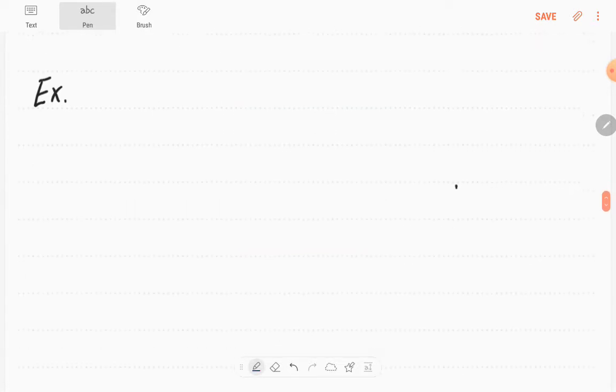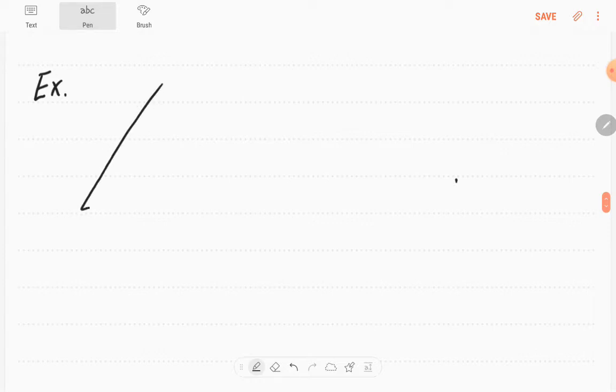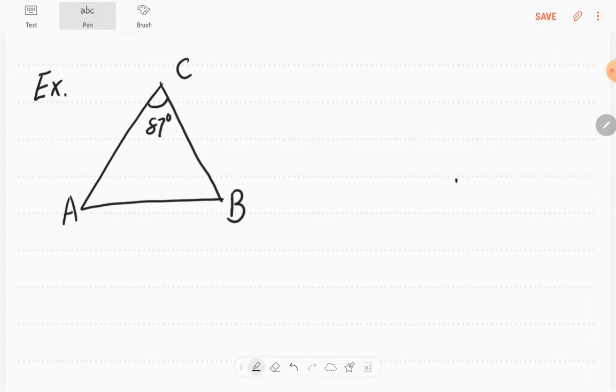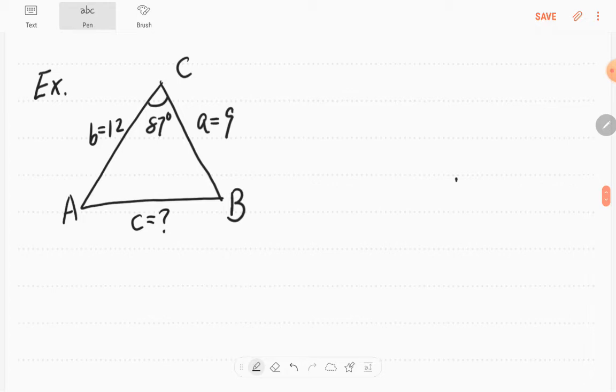Okay, so now let's look at this example. We have a triangle ABC, with angles A, B, and C. If we know angle C is 87 degrees, side b is 12 units, and side a is 9 units, you can see we know two sides and the angle between these two sides, and we want to know what c is, right?